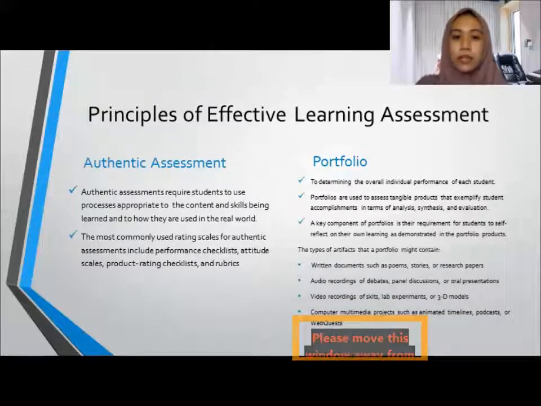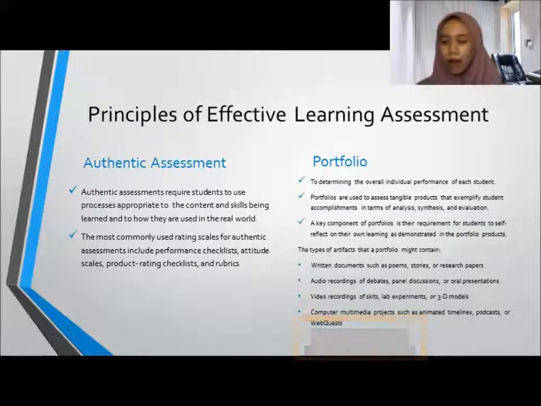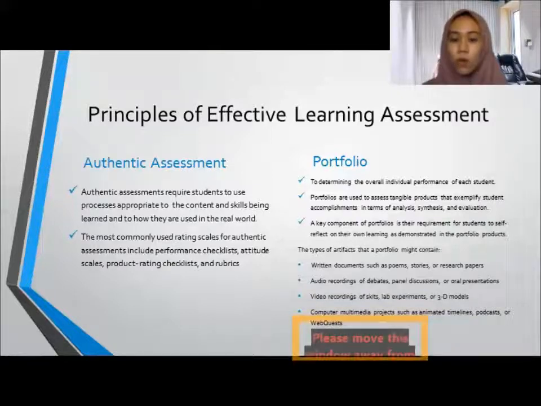Next is the principle of effective learning assessment. There are some types of assessment. The first one is authentic assessment. It requires students to use processes appropriate to the content and skills being learned and to how they are used in the real world. The most commonly used rating scales for authentic assessment include performance checklists, attitude scales, product rating checklists, and rubrics.